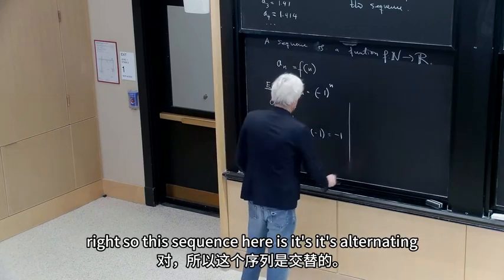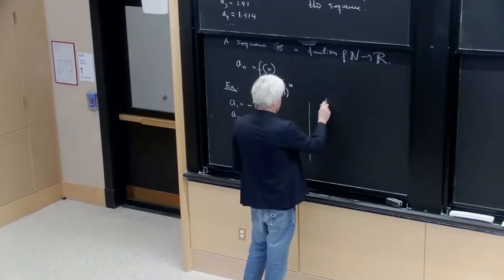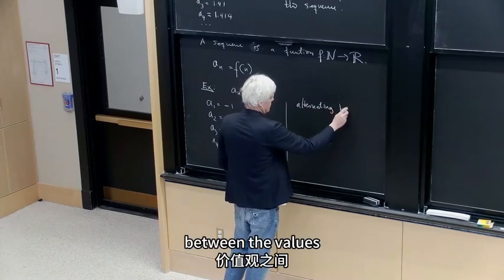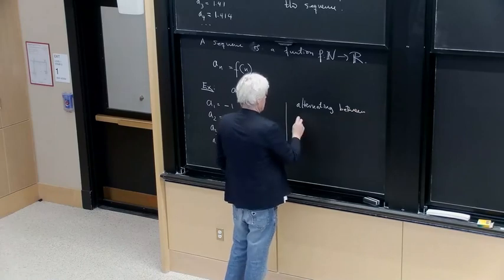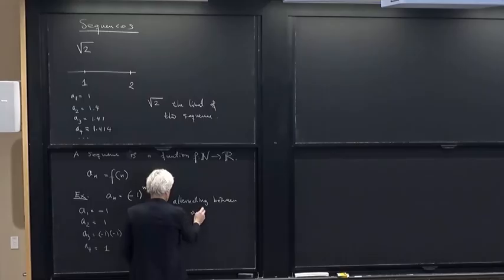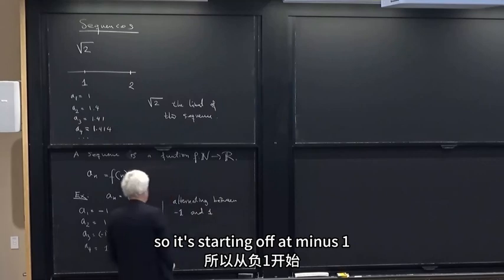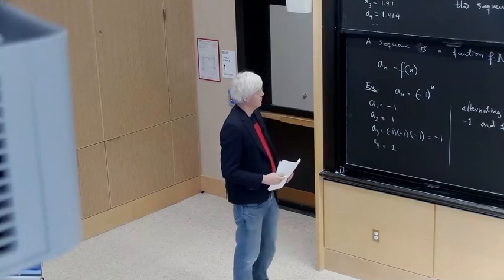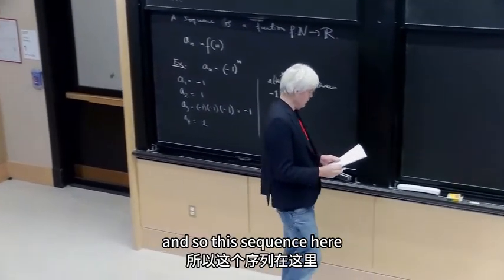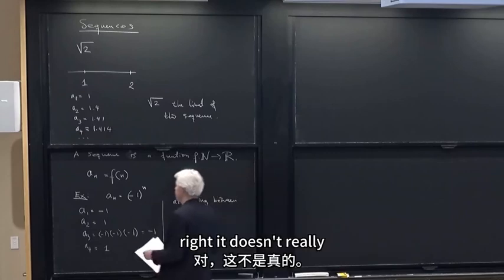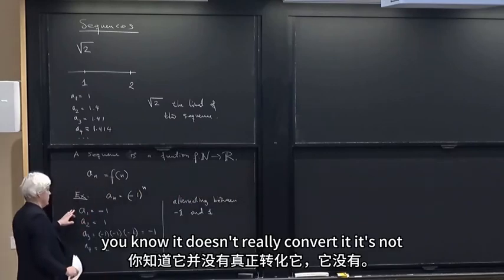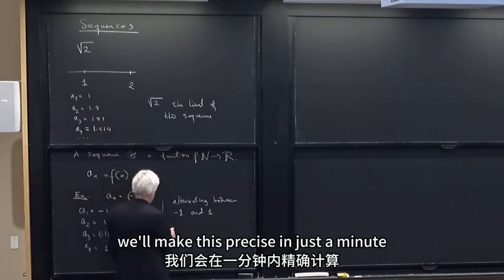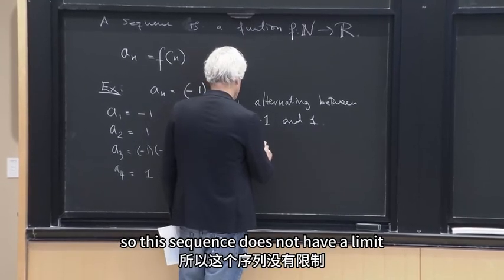So this sequence is alternating between the values -1 and 1. It starts off at -1, and then it goes to 1, then it goes to -1, 1, -1, etc. And so this sequence doesn't really converge, it doesn't really have a limit. We'll make this precise in just a minute. So this sequence does not have a limit.